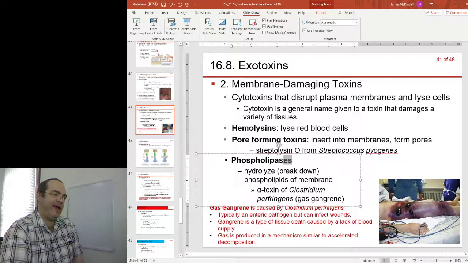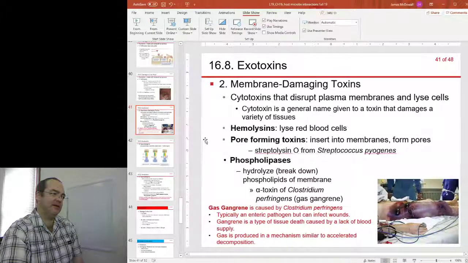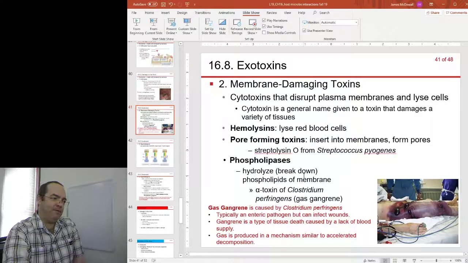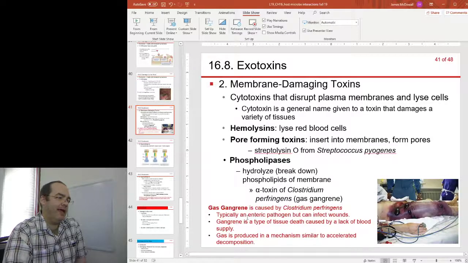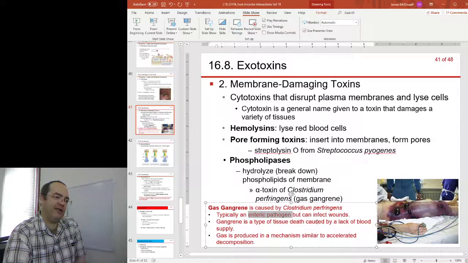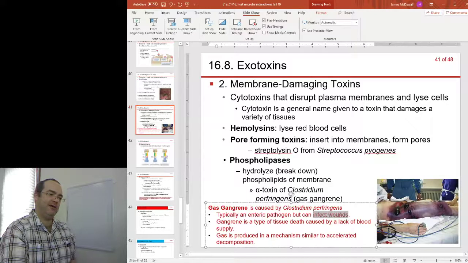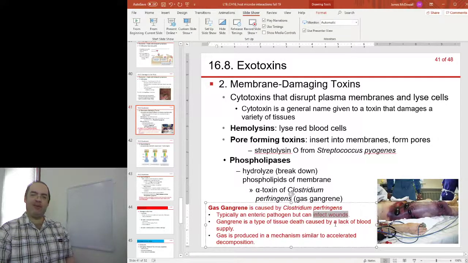Phospholipases, enzymes that break up phospholipids. And our membranes are made up of phospholipid bilayers. They break them down, and some very nasty diseases like gangrene here, caused by Clostridium perfringens. It's typically an enteric pathogen. That means that it is in the intestines, but if it gets into infected wounds, this is one example of the bacteria being in the wrong place.